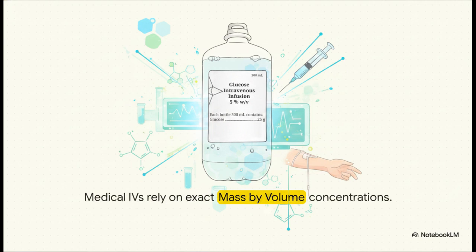Take a 500 milliliter glucose intravenous infusion bottle. You'll see it labeled 5% weight by volume, or mass by volume. This tells the doctor that there are exactly 5 grams of glucose dissolved in every 100 milliliters of the liquid. It's just a simple math equation, but it ensures the patient receives the exact right amount of nutrients directly into their bloodstream.